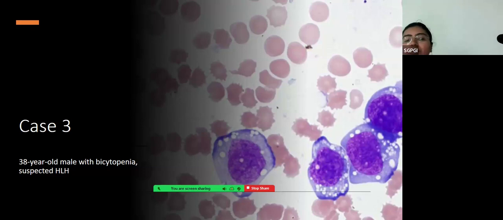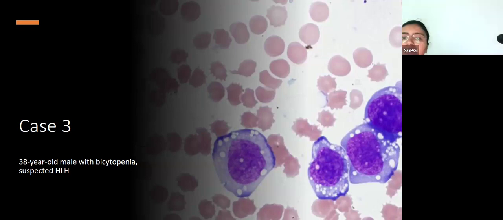So case 3 was a 38-year-old male with bicytopenia, suspected HLH. You have cells on the right. What do these cells look like? T cell nahi na, I am talking about T cell, doesn't mean that these are T cells. Just because I am here, they are not T. So these cells are large cells, very large cells, abnormal cells. They have vacuolation and they are sort of sticking together as well, right? So that is the morphology of these cells.